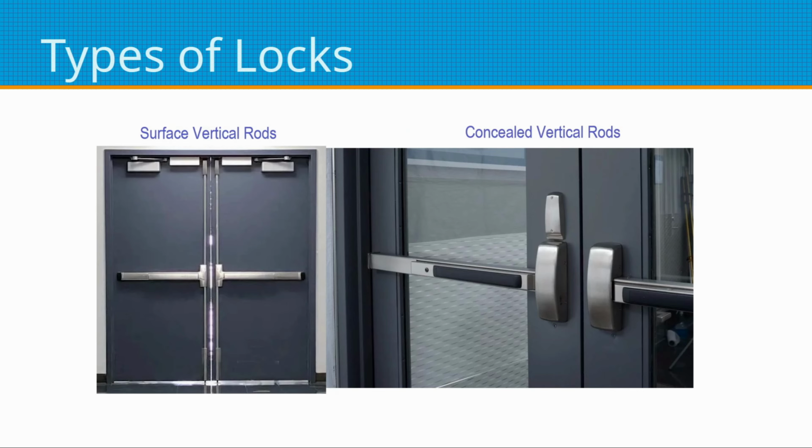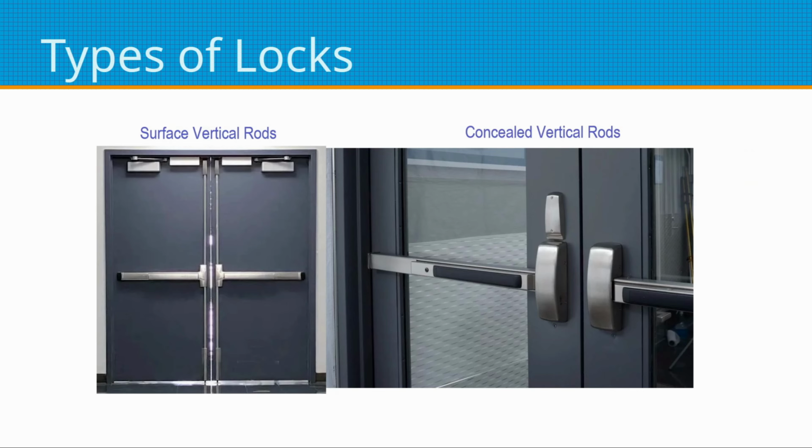So as we talk about types of locks, a common one is called a vertical rod. And so here's two different types of vertical rods. The first one is a surface vertical rod. And there you can see a couple of crash bars. They have a rod going up and down out of them, and that secures the door to the top jamb and to the floor. A concealed vertical rod is the same thing, except that the rods are concealed inside the door. Concealed rods are obviously more secure because less hardware is exposed, but they're also ADA compliant.